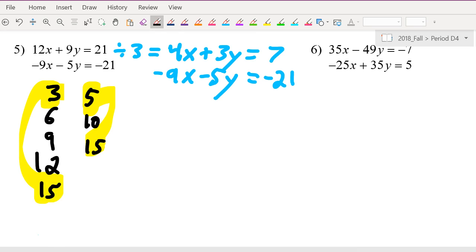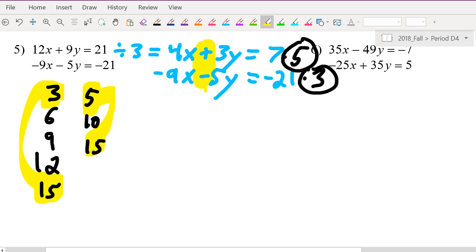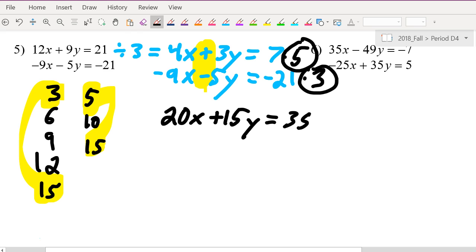Okay, so what do we multiply the top equation by? By positive 5. And this one by? Positive 3. He said positive and positive, and he's right, because these signs are already different. Very good. Okay, continue, please. And then multiply those out. So it would be 20x plus 15y equals 35. Okay. Negative 27x, negative 15y. And then negative 63.